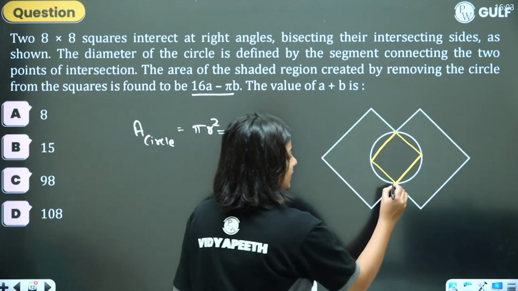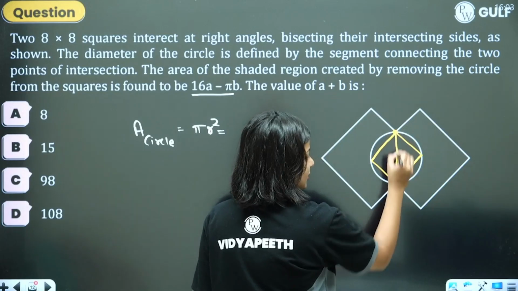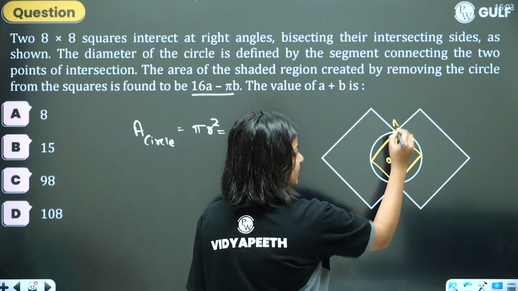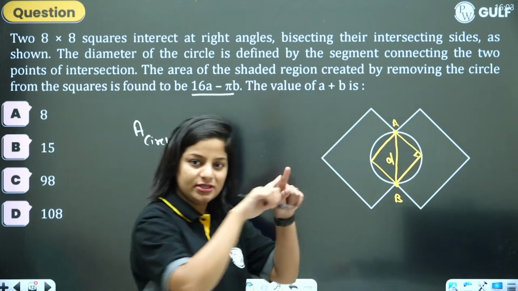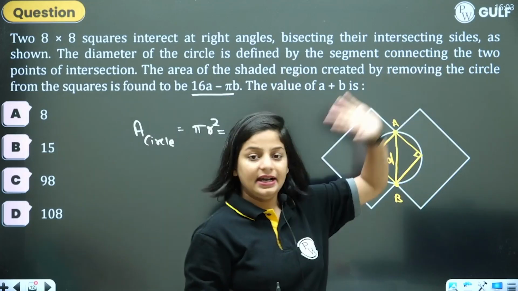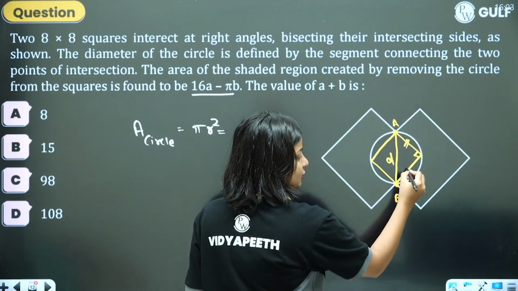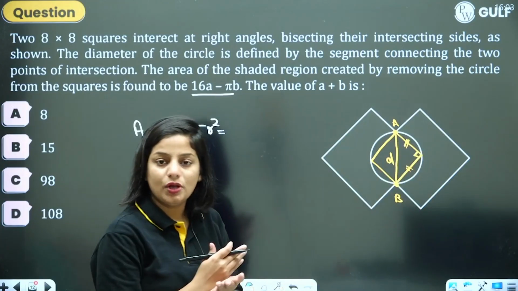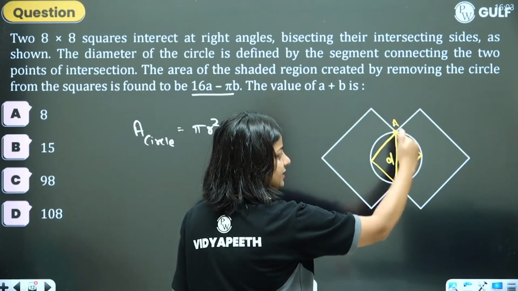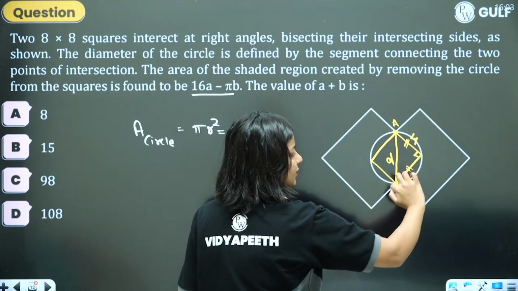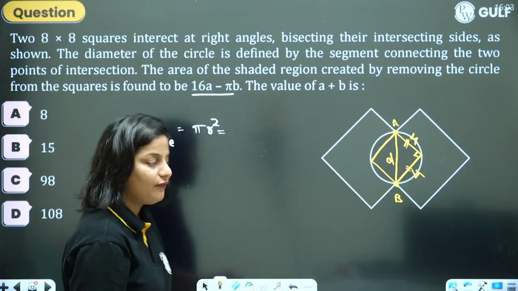Okay, this will be the diameter. They have said that these 2 points of intersection will make a diameter. So let's call this AB the diameter. This will be 90 degrees because the triangles are intersecting at 90 degrees. It's mentioned in the question. These two sides will be equal because the square will divide equally. So if this complete side is, let's say 8, this side will be 4 and this side will be 4. Using Pythagoras theorem, what will be the length of AB?